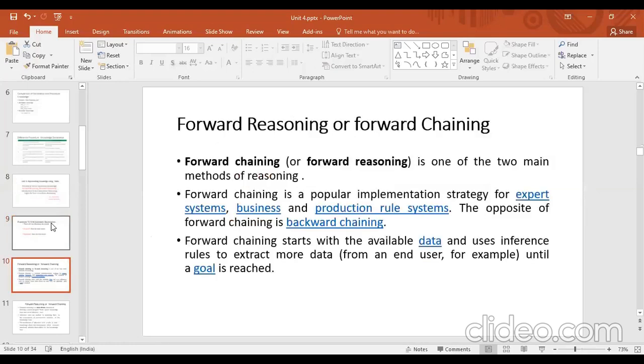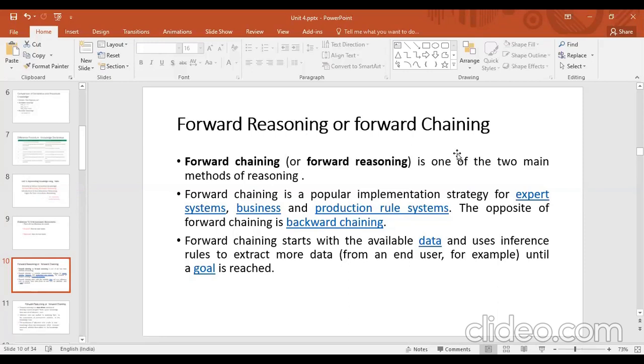Now we go to the next slide, where different names are also used: forward chaining and backward chaining. Both are the same: forward reasoning or forward chaining, and backward reasoning or backward chaining. These two terms are similar, but sometimes they use forward reasoning and sometimes forward chaining, backward reasoning or backward chaining. Now we see forward reasoning and backward reasoning one by one. So how can we solve the problem using forward search or backward search?